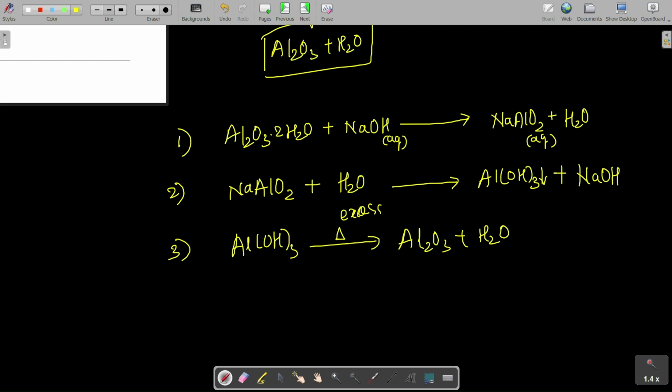If you balance these, you will get 2 NaOH here, 2 NaAlO2, 3H2O. Here again NaAlO2, 3H2O, Al(OH)3 plus NaOH. Here 2 aluminium hydroxide gives Al2O3 and 3 water. So these are the three equations which are used.